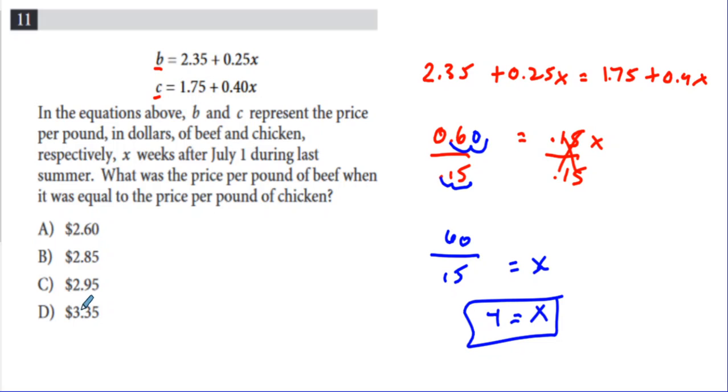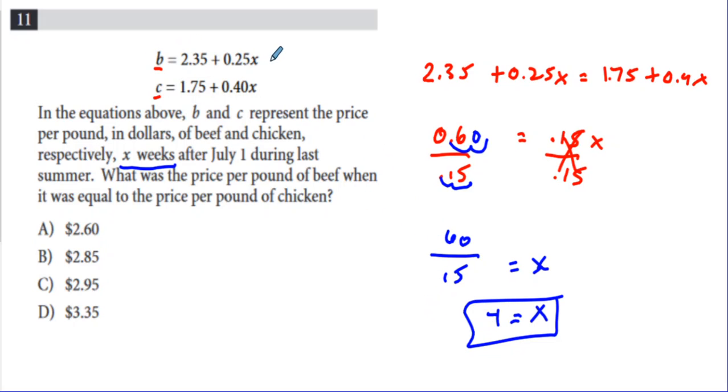That's not one of the choices here. They said, what is the price per pound of beef when it is equal to the price per pound of chicken? Well, when I find x, all I'm calculating is the number of weeks, not the price. So what I need to do is take this now and go back to one of these equations and plug it in for x, and that will tell me what the price was, okay?